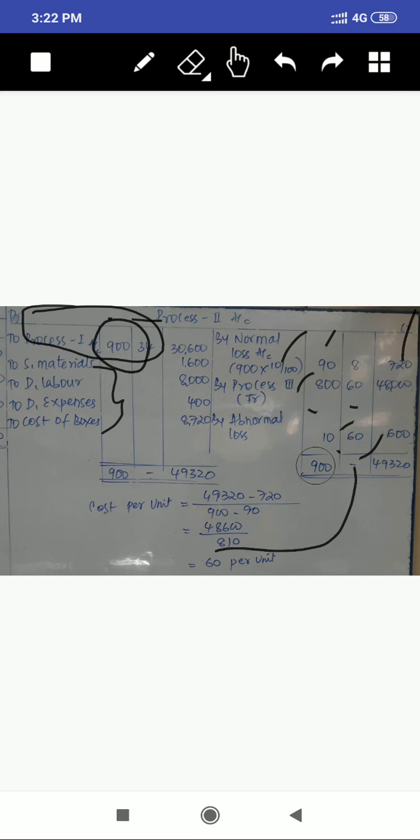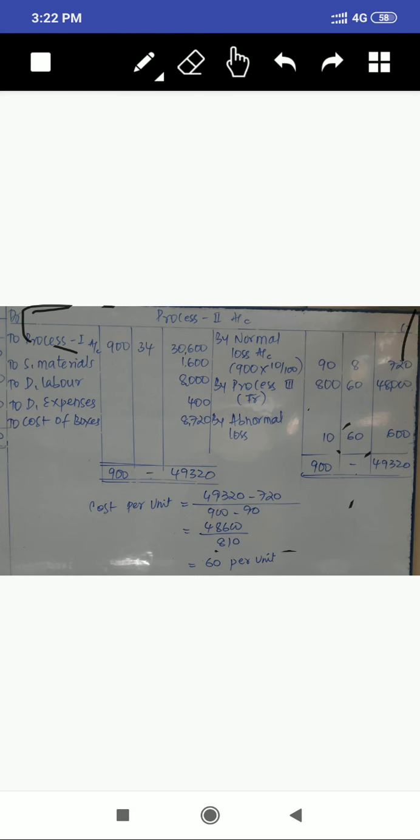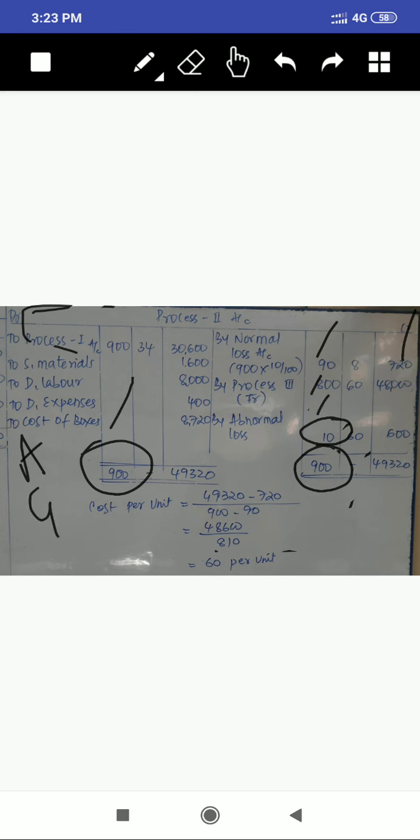How? I will show. First you find the total of the debit side amount. Debit side amount total is how much? 900. Then keep the 900 here. So 900 minus 90 and 800, you will get 10 as the balancing figure of the abnormal loss. Quantity first, input column and output column. If the input is more than the output, you will get the abnormal loss. If the output is more than the input, then you will get the abnormal gain. I have given it in the format. But in this problem, input is more, output is less. So 10 units is the abnormal loss.